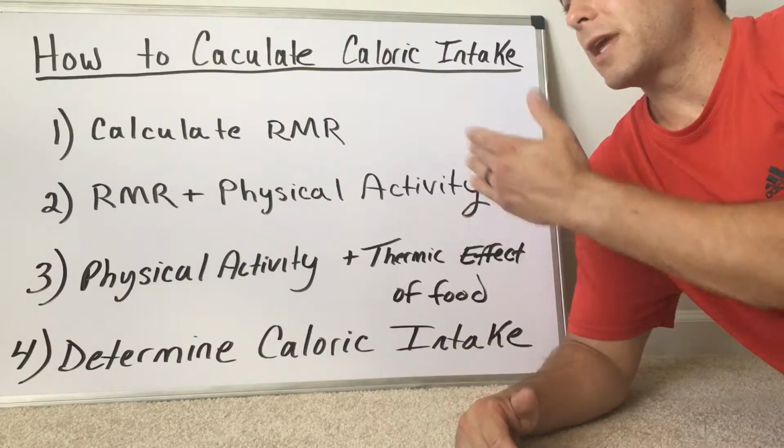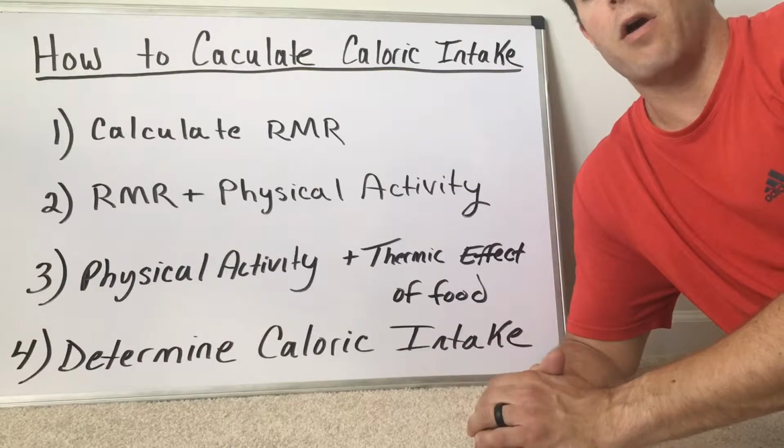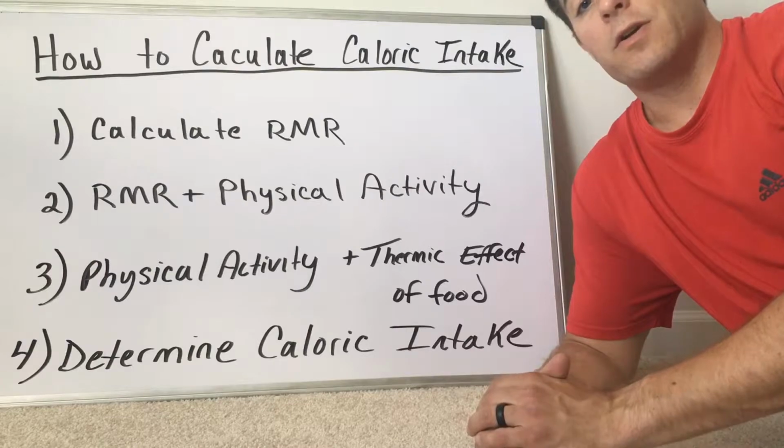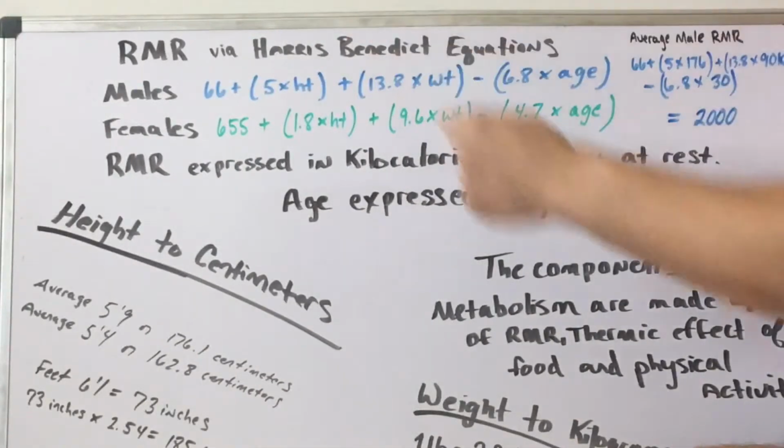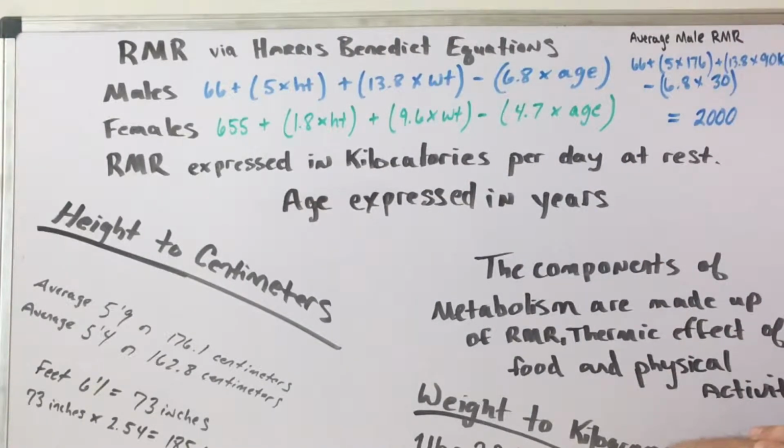Today you're going to figure out how to calculate your caloric intake. First thing you're going to do is calculate your resting metabolic rate, or your RMR. You're going to use the Harris Benedict Equation for that. As you see here at the top of the board, we have RMR via the Harris Benedict Equations.